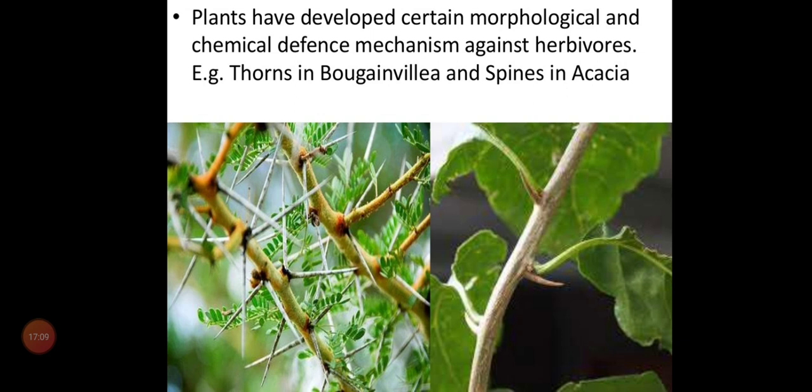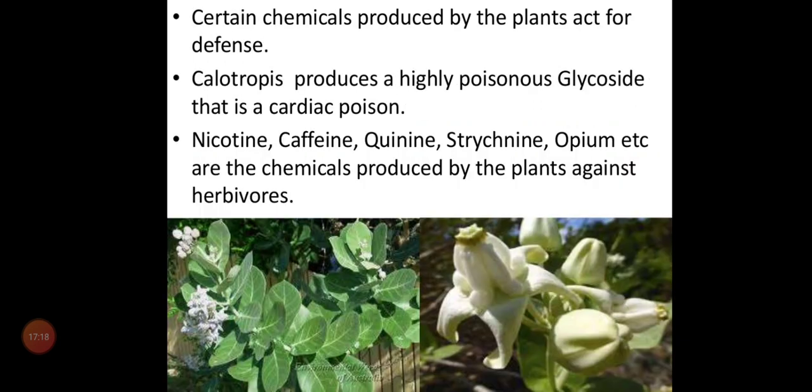So, thorns in bougainvillea and spines in acacia. These thorns and spines help morphologically to escape from the predators. And certain chemicals produced by the plants act for defense. For example, Calotropis produces a highly poisonous material called a glycoside, as I told for the monarch butterfly. Similarly here also, a toxic material called glycoside, a cardiac poison, and if it is eaten by a herbivore, the herbivore will get disturbed. So no herbivore will eat Calotropis. By nature it possesses a toxic substance called glycoside.